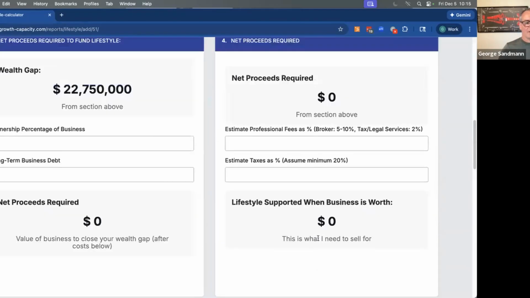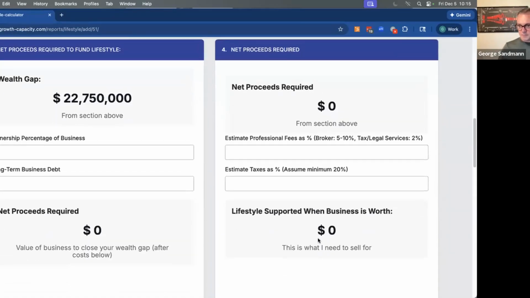Okay. Now, what are the net proceeds from the sale of your business that we're going to need to fund your lifestyle? How much of the business do you own? And I'm going to keep this interesting. So let's say that your client owns 70% of their business. Okay, great. How much long-term business debt do you have? Well, we just bought a bunch of machines. We're getting a little bit into balance sheet.